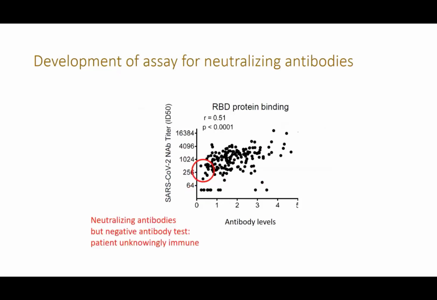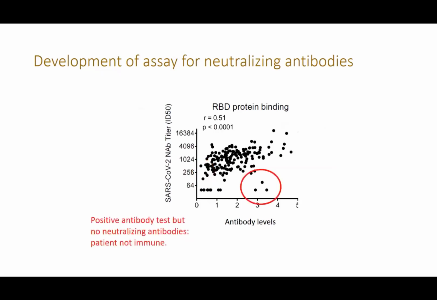Here's a series of individuals that have neutralizing antibodies, but don't show up positive on the antibody tests. And so these individuals would be false negative. They might have no antibodies, but in fact be immune.